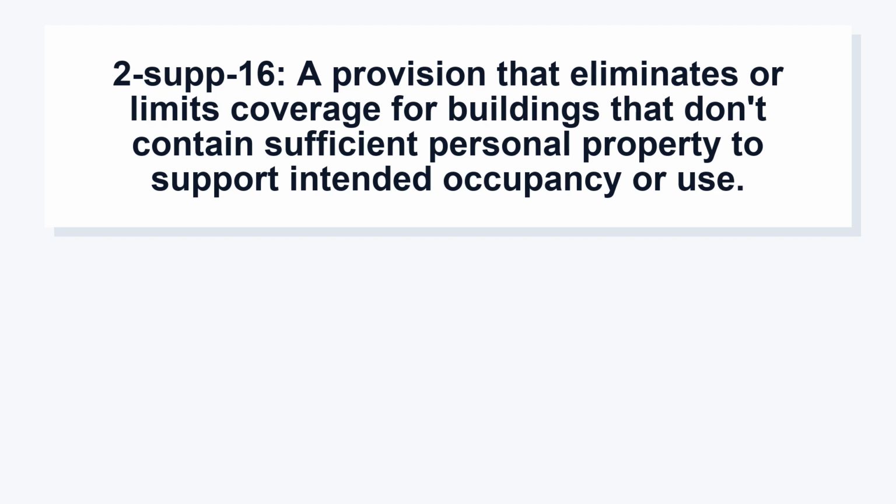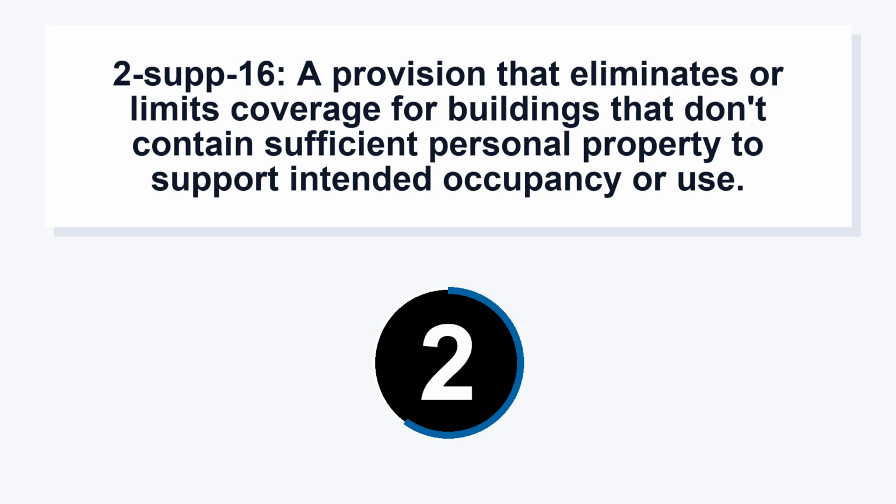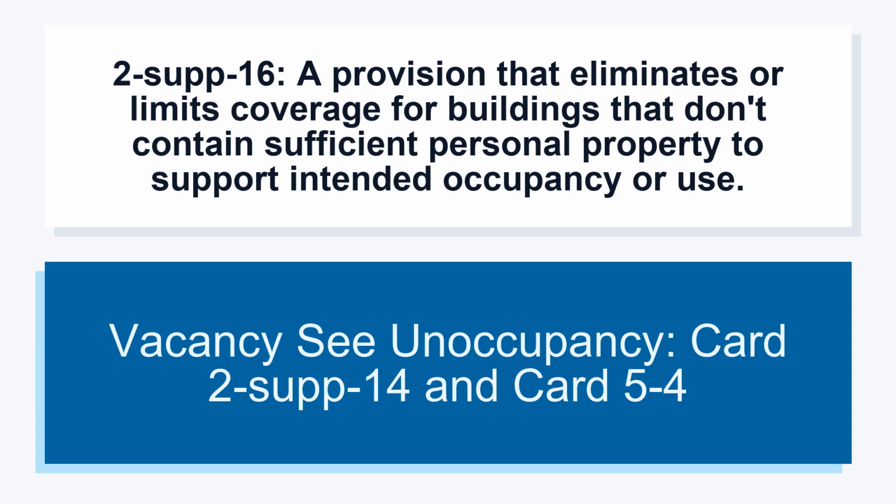2 Sup 16, a provision that eliminates or limits coverage for buildings that don't contain sufficient personal property to support intended occupancy or use. Vacancy or unoccupancy, card 2 Sup 14 and card 5 to 4.